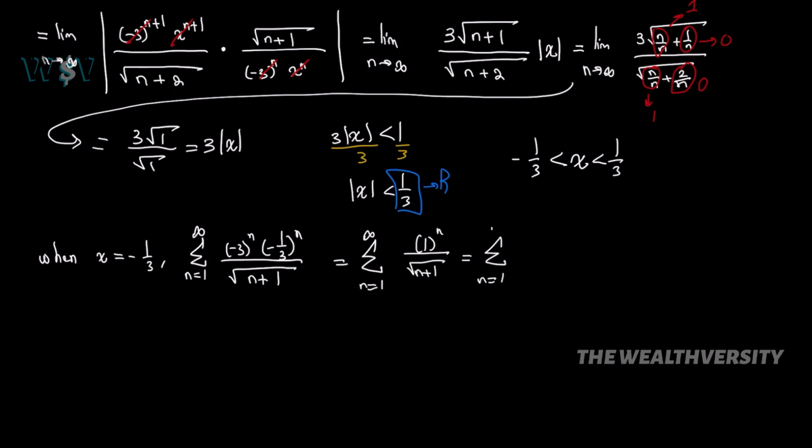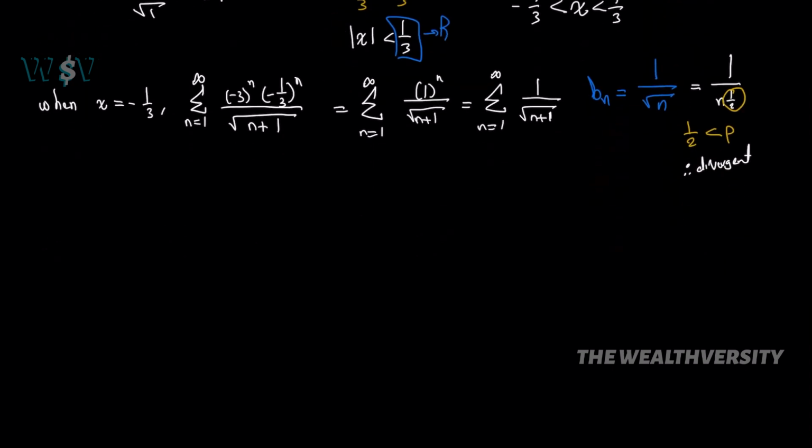So our series becomes 1 over the square root of n plus 1, now the bn of this series is 1 over the square root of n, which is equal to 1 over n to the power of half. And using the p-series test, we know that if p is equal to or less than 1, then the series is divergent. Since 1 over 2 is less than 1, it's divergent, which means the series is divergent at x is equal to negative 1 over 3. Now let's check the other endpoint.